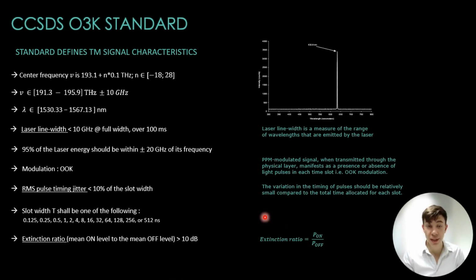In conclusion, the CCSDS O3K standard is a critical framework for the development of future space communication systems. By defining the characteristics of the transmitted optical signal, it ensures interoperability, reliability, and efficiency, fostering a standardized approach to optical communication in space.